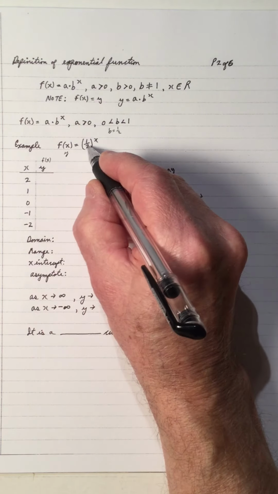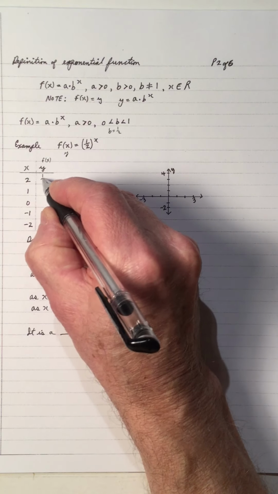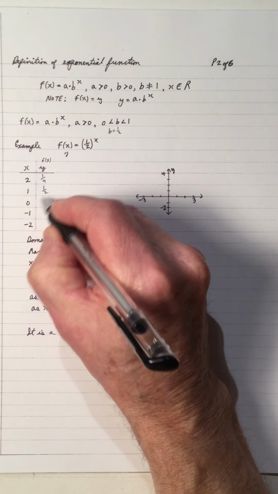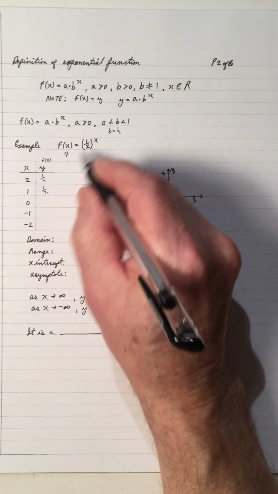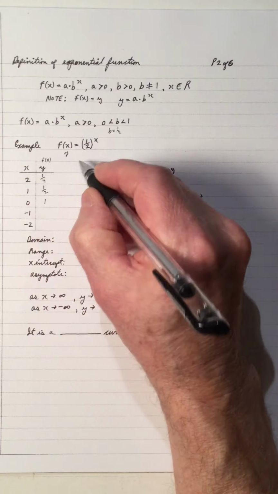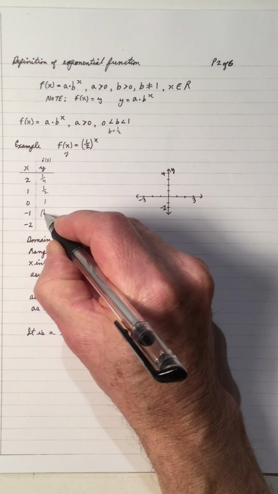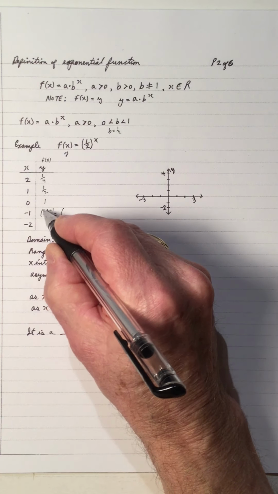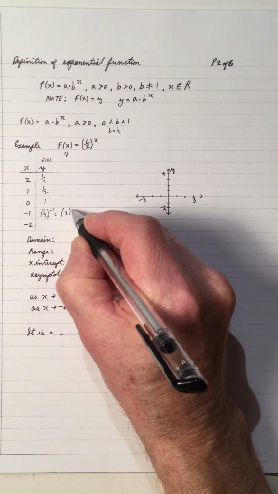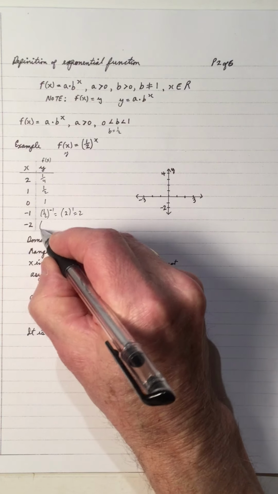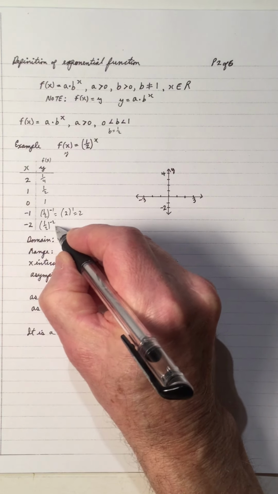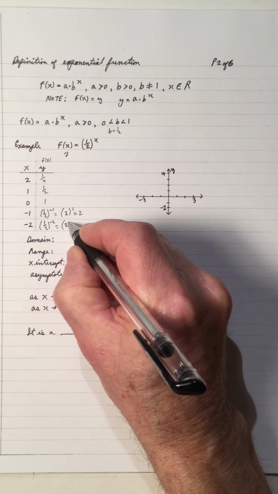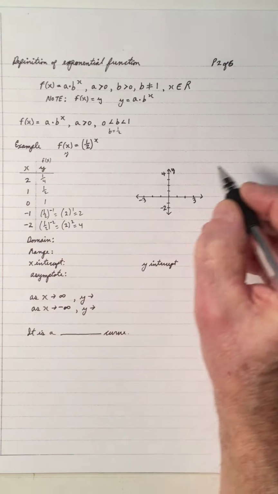So if x is 2, a half squared becomes 1/4. X is 1, half to the 1 is a half. X is 0, a half to the 0 is 1. X is negative 1, we have a half to the negative 1, and the negative exponent flips the fraction to the reciprocal, 2 to the 1, which is 2. And we have a half to the negative 2, so the negative flips the fraction to the reciprocal, 2 squared, so we get a 4.